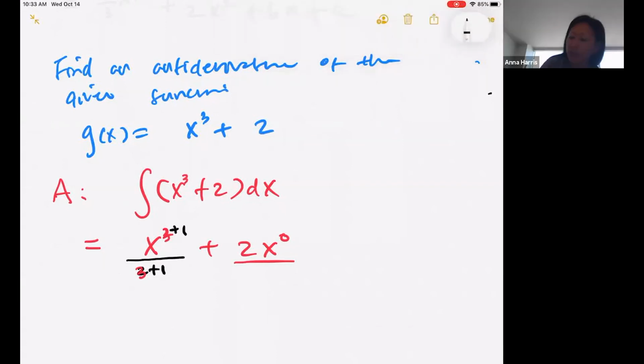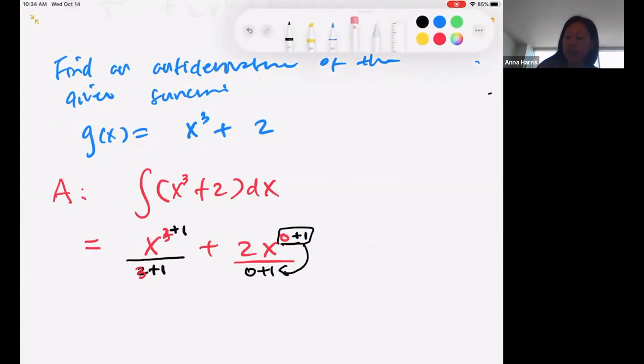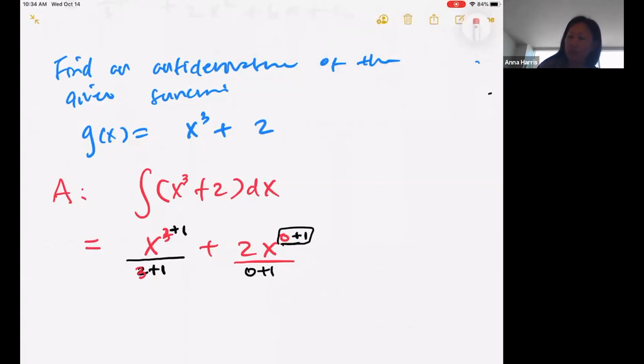Okay, come over here. So you have a 0. Now what do I do? What's the rule? The rule says what? Add 1 to your power. And then whatever you wrote here, you're going to write down in the denominator, which is 0 plus 1. You're writing down exactly the same number. And then you do what? Plus C.